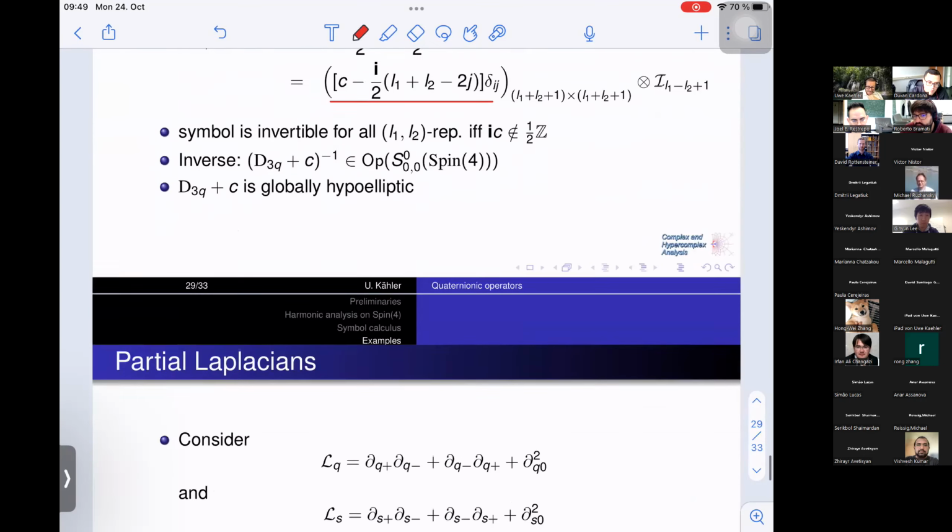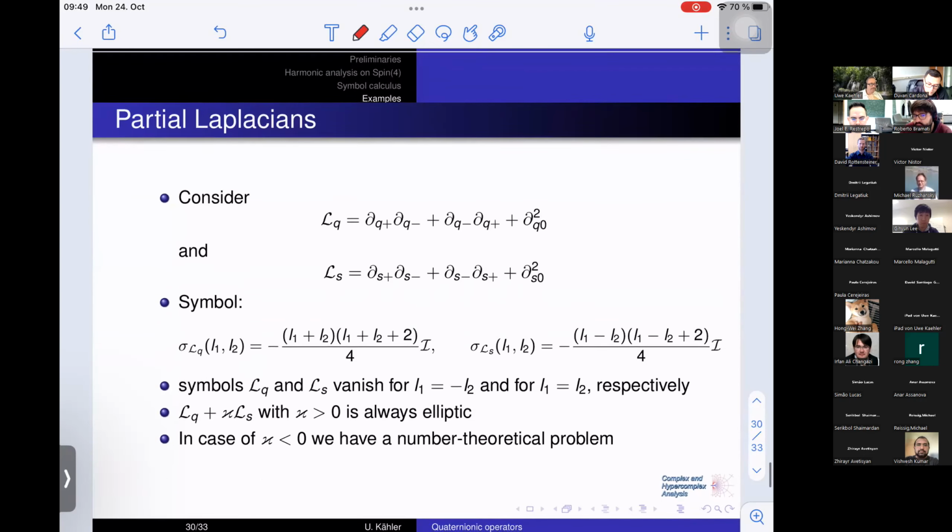The more interesting example comes now if you look first at the so-called partial Laplacians. Because if you look at the partial Laplacians, LQ and LS, I can write down their symbols.